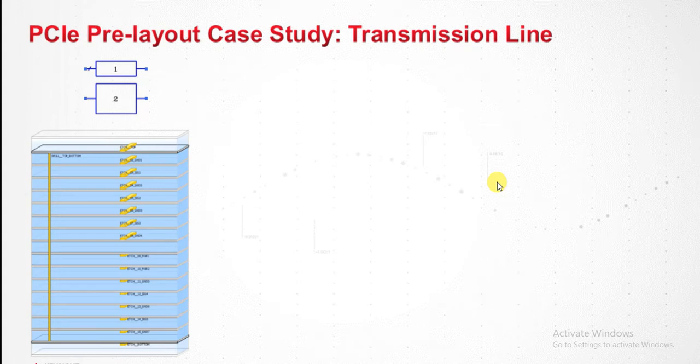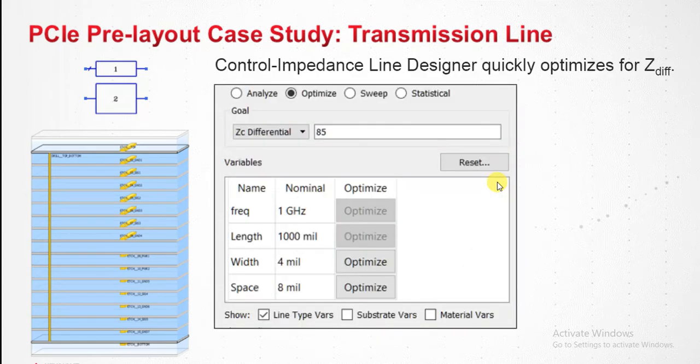And the first thing to do for PCIe, the differential channel, is to optimize it to 85 ohms. And our interconnect toolbox does just that. Our control impedance line designer, CILD, can help you quickly optimize for differential impedance, shown here. If you go to the optimize portion of the window, you can optimize the width or spacing.